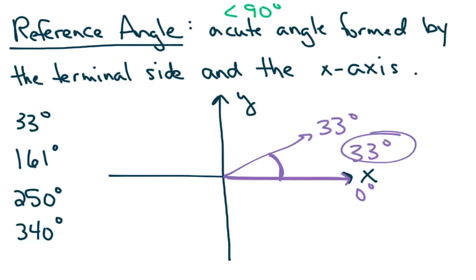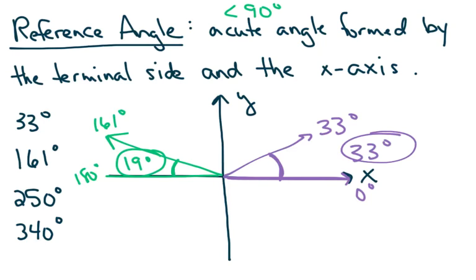161 degrees would be somewhere in quadrant 2. If the reference angle is the acute angle formed between it and the x-axis, which is here, well, here the x-axis is 180 degrees. The reference angle will be the difference between those two numbers, which will be 19 degrees, because that's what 180 minus 161 is.